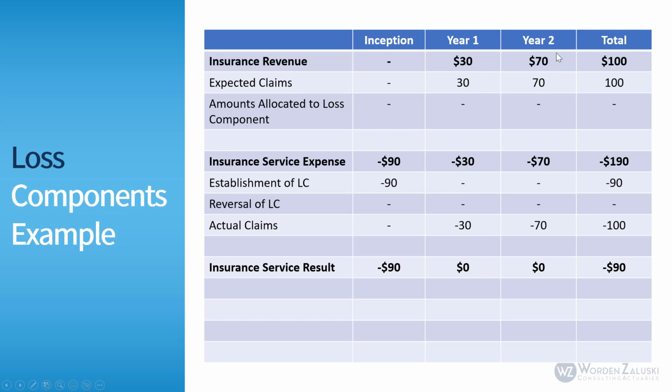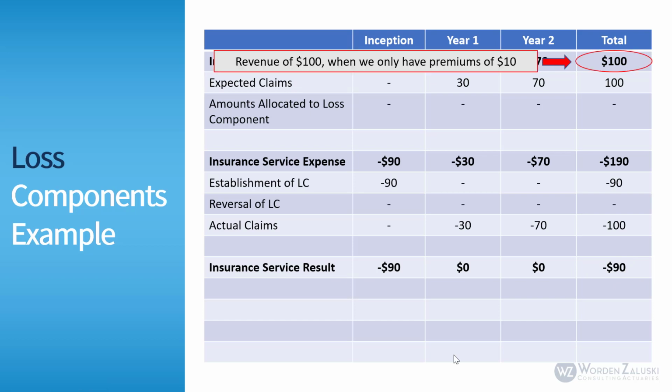In year 2, again, we have $70 of expected claims. We assume that it is the same on the actual basis. There's no variance in those claims. So our actual claims are 70 and our expected claims are 70, and our insurance service result is again 0. So claims emerged exactly as we thought at the beginning, at the inception of the contract. And so our insurance service result over the 2-year period is a loss of negative $90.